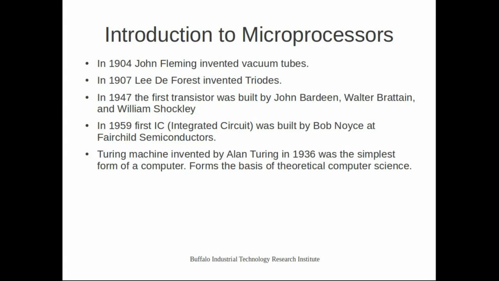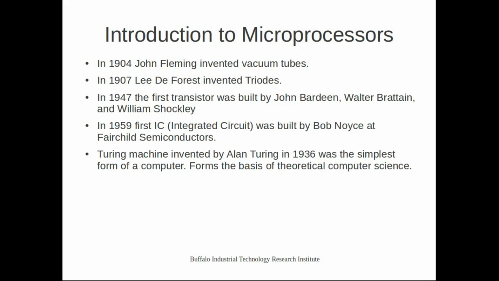In 1936, Alan Turing invented the Turing machine and formed the basis for theoretical computer science. A Turing machine is a hypothetical device which had a tape which contained symbols and a head that can read or write symbols on the tape and move on the tape.